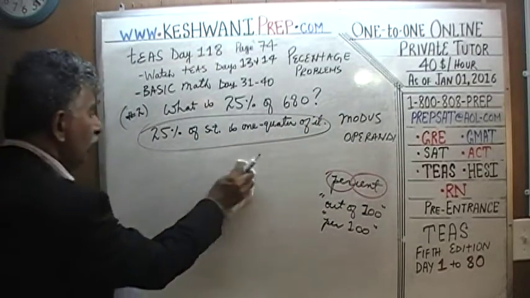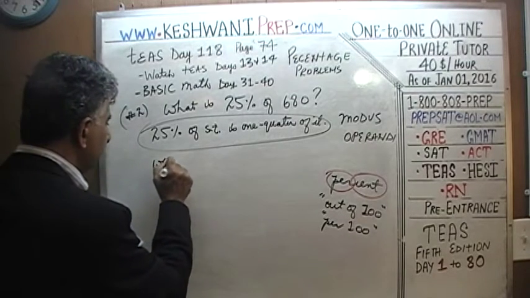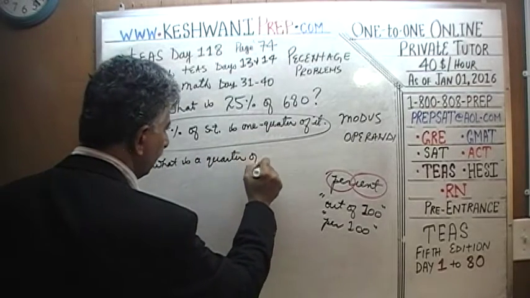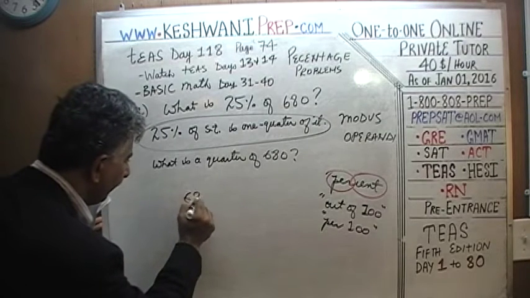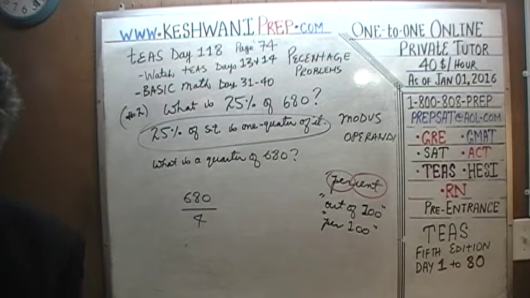So when they ask you, what is 25% of 680? This is the same as asking, what is 1/4 of 680? All we have to do is divide 680 by 4. Let's do it, shall we?